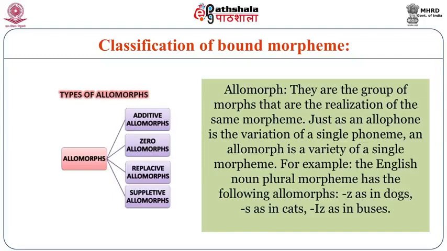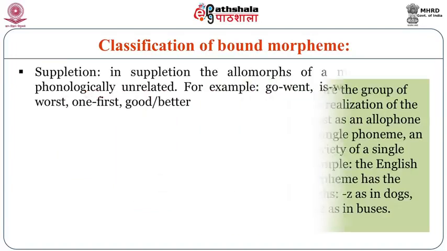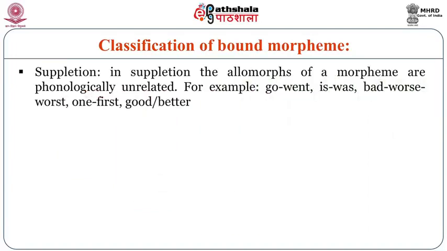Then allomorph. They are the group of morphs that are the realization of the same morpheme. Just as an allophone is a variation of a single phoneme, an allomorph is a variety of a single morpheme. For example, the English noun plural morpheme has the following allomorphs: Z as in dogs, S as in cats, and iz as in buses. Suppletion. In suppletion, the allomorphs of a morpheme are phonologically unrelated. For example, go, went, is, was, bad, worse, worst, one, first, good, better. So they are all interconnected, but they are different.